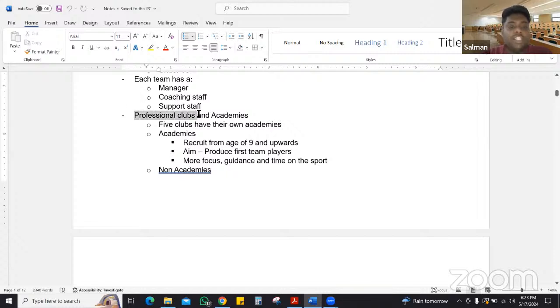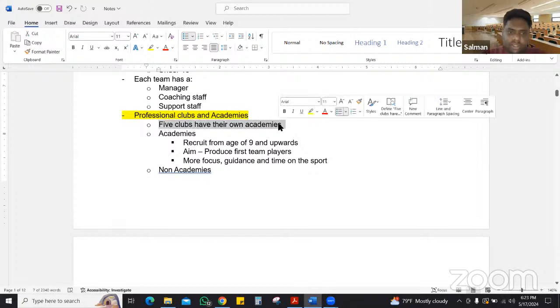And if you look at professional clubs and academies, this is something different. We have discussed professional teams. Many teams will have their own professional clubs and also academies. Five professional clubs have their own academies. If there are football fans here, you would be familiar, right? Barcelona has their own La Masia Academy. Real Madrid has their own academy.